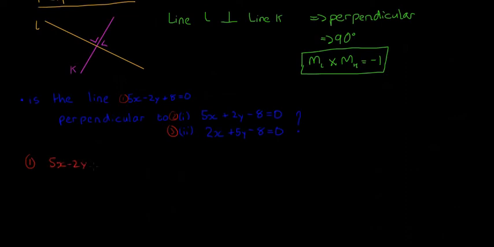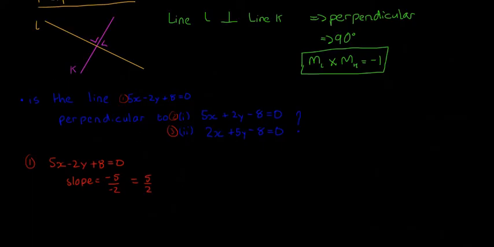So for 1, 5x minus 2y plus 8 is equal to 0. Our slope is going to be minus 5 over minus 2. Remember, it's the number before the x over the number before the y, and then minus that. So it's minus a over b, if you remember. So that's just going to be 5 over 2.